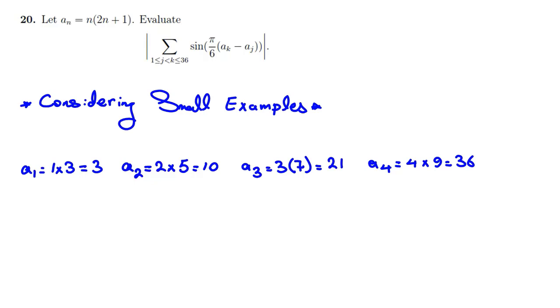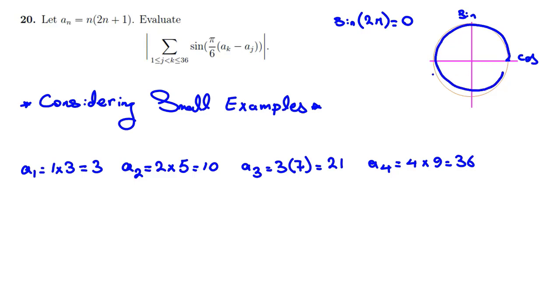But as you can see, if we consider sine in the unit circle, the vertical axis is sine, the horizontal is cosine. Okay. So for a_k minus a_j, because we have pi over 6, we know sine of 2 pi is 0, and the period is 2 pi. Here, look, when you have these, it is 2 pi.